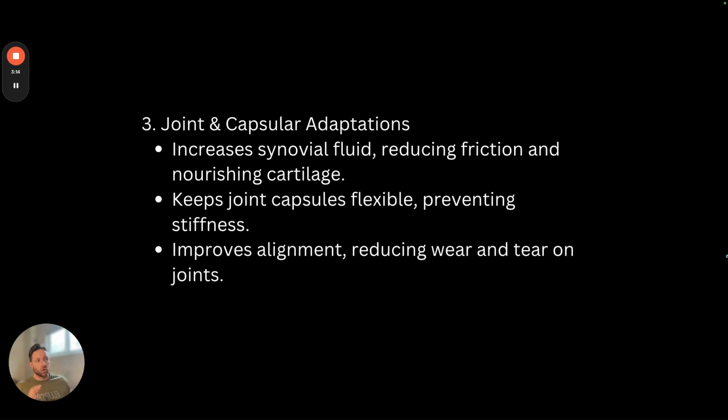And then we have joint and capsule adaptation. We increase synovial fluid, reducing friction, nourishing the cartilage. We keep joint capsules flexible, and we improve alignment. Now, the alignment piece is really important because a lot of people have orthopedic issues down the road, whether it's hip replacements or knee replacements, which are very common for elderly people. A lot of those aren't due to acute trauma. A lot of those are due to chronic malalignments.